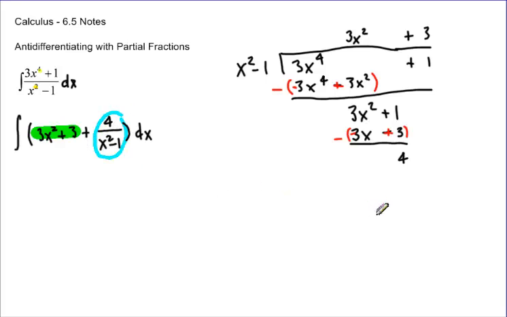Because we can't do this by parts, we can't do this by substitution, it won't quite fit in a logarithmic integration, and so what we have to do is use partial fraction decomposition, we integrate it. So let's go ahead and start working some of this out. If I integrate the first piece, I'm going to have 3x cubed over 3 plus 3x plus the integral of 4 over x squared minus 1 dx.